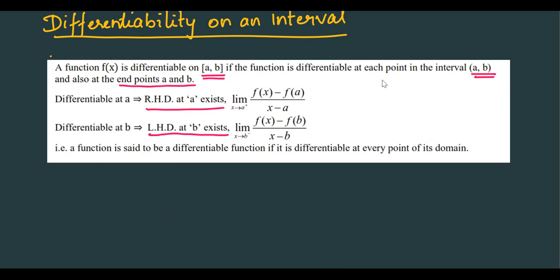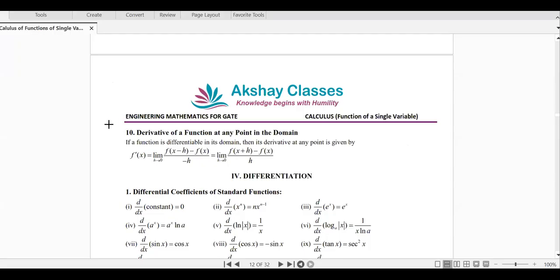A function is a differentiable function if it is differentiable at every point on the interval, and a function is said to be a differentiable function if it is differentiable at every point of its domain. So this is about differentiability. Now the important point, derivative of a function at any point.